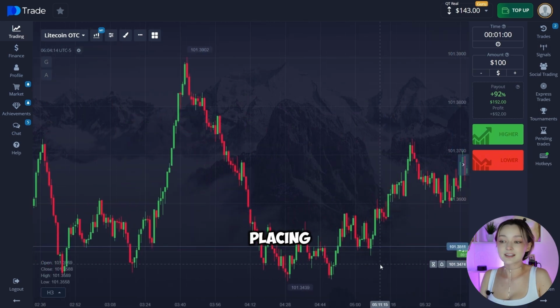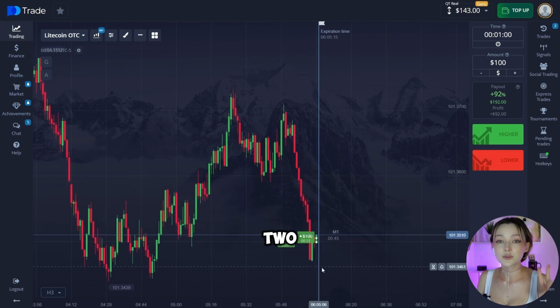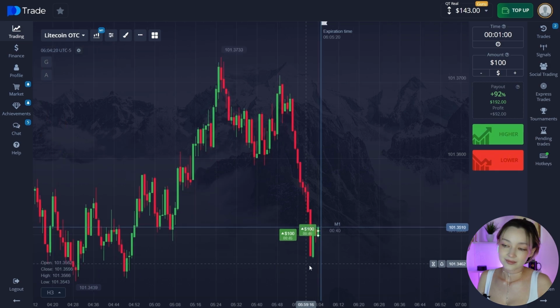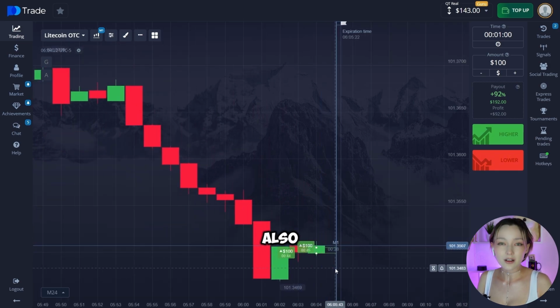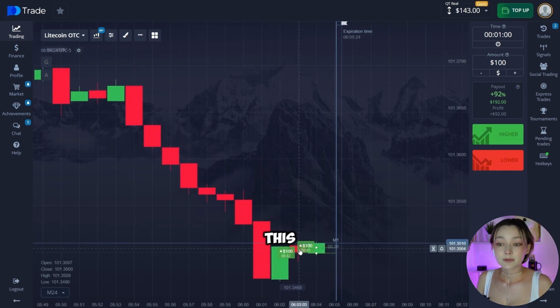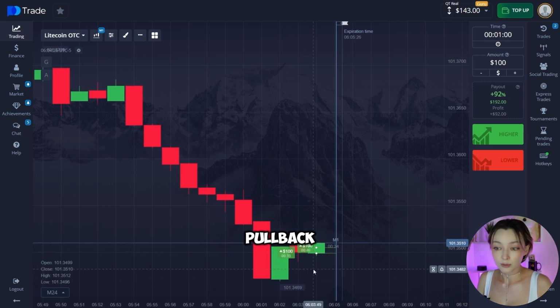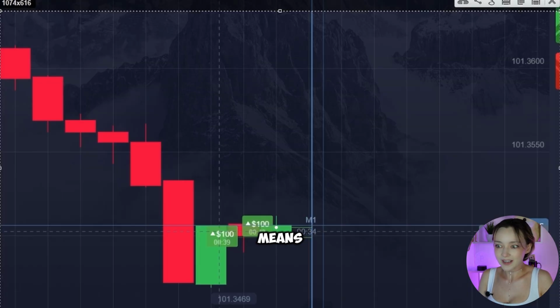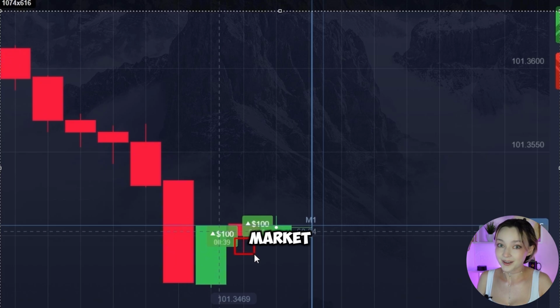So yeah, we're placing our trades upwards. I made 2 deals, $100 each, just like the previous one. And what's also interesting, there was this tiny red candle with a large pullback, a large shadow, which means buyers dominate over this market.